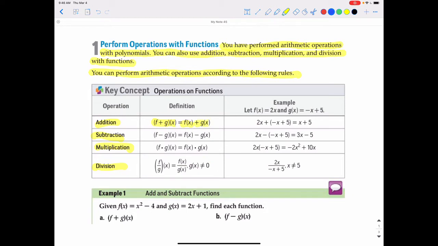If it says f minus g in parentheses and then outside it has an x, that means you're going to subtract the two functions. F with the little dot g of x means that you're going to multiply the two functions together. And then f over g as a fraction of x means you're going to divide the two functions, but whatever's in the denominator cannot equal 0. We've got examples for each one of those and how addition and subtraction, multiplication and division can differ from each other.